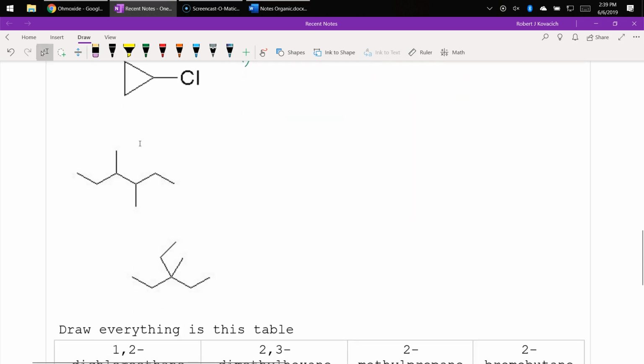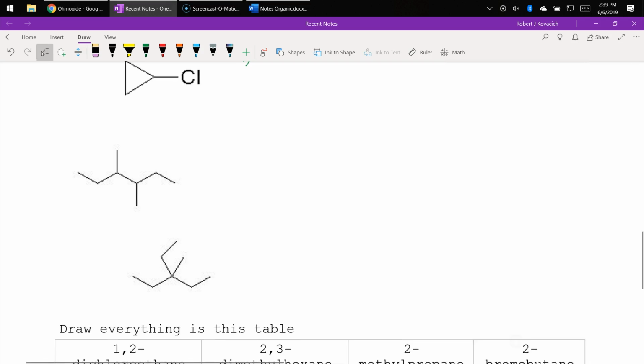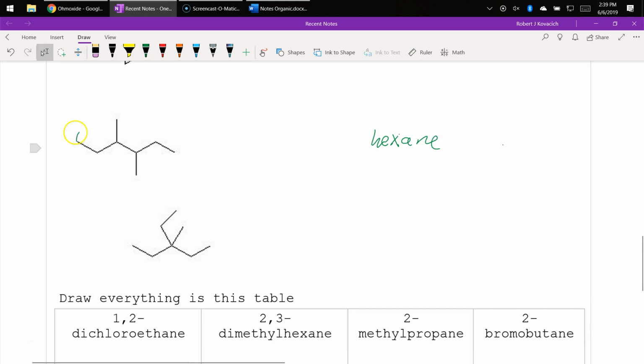Okay. So we got a hexane, right? And it doesn't really matter what side we count from, so I'll just go 1, 2, 3, 4. So then we're at 3, 4 dimethyl hexane. 1, 2, 3, 4, 5. So it doesn't matter on this next one.